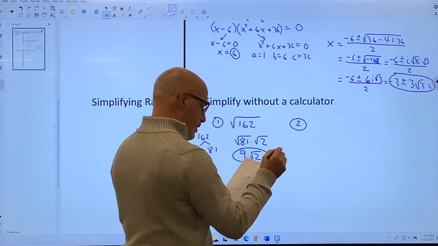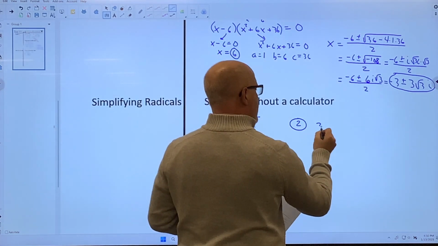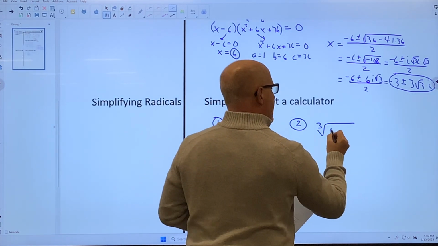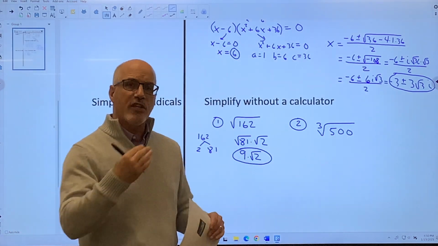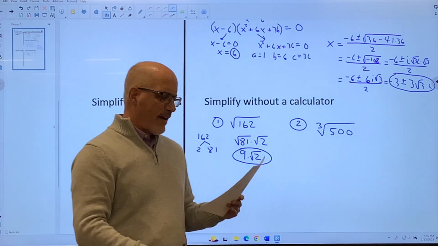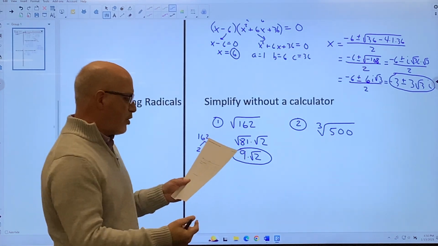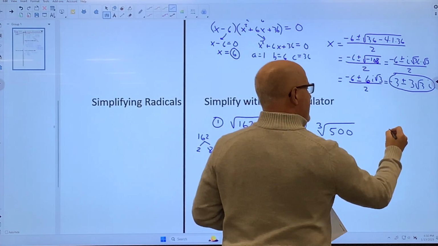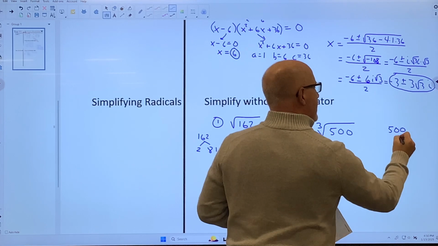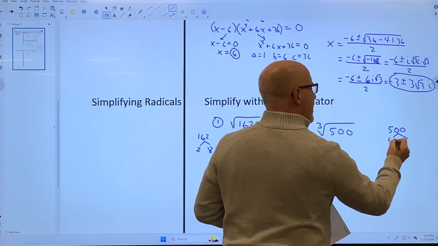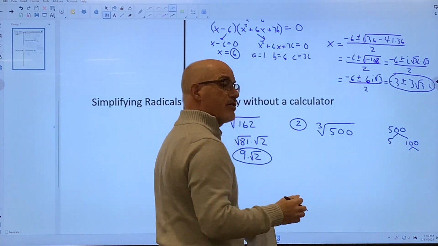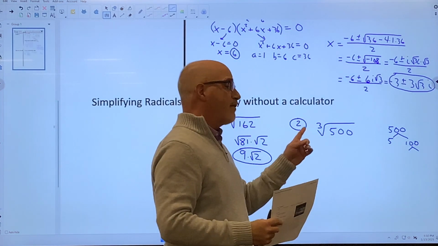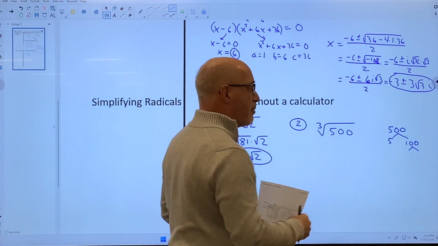Let's do one more here. We're going to do the cube root of 500. Now, it has the same properties as this one. We want to look for a perfect cube that goes into 500. If you're not sure what perfect cube goes into it, just do a factor tree. An easy one is 5 times 100. And then notice that 100, you say, oh, that's a perfect square. Well, we're looking for perfect cubes. 100 is not a perfect cube.